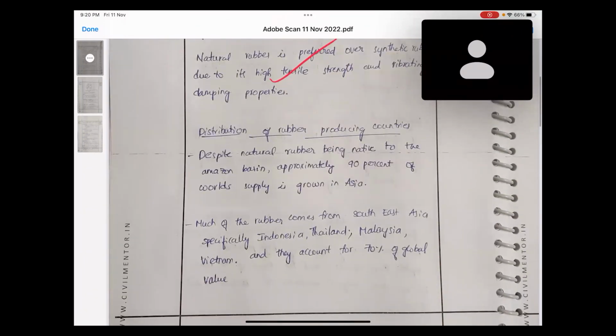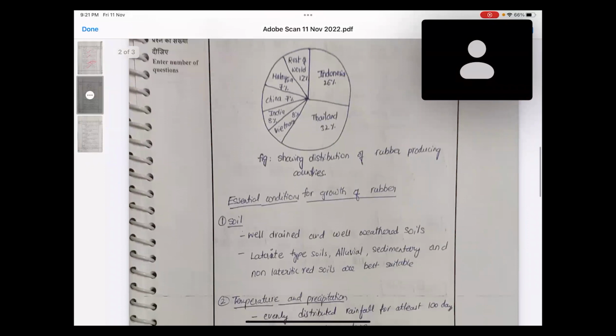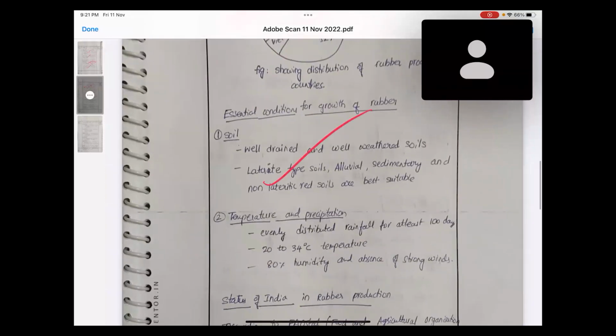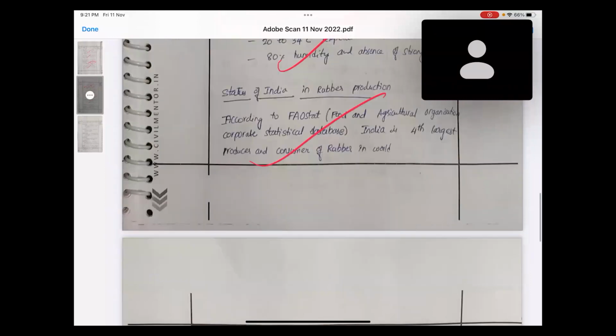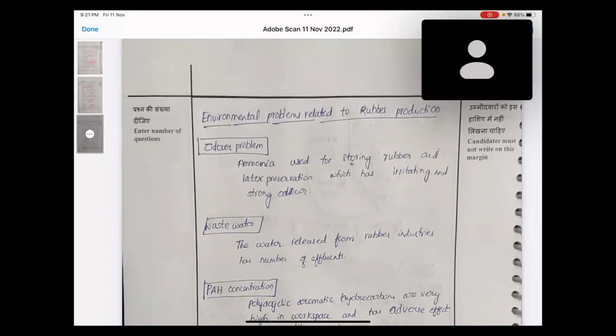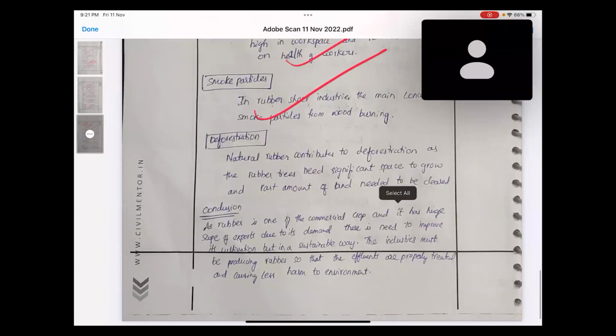Okay. Grown in Asia, Thailand. This is also a good approach. If you cannot draw a world map, even this is also good. Soil, temperature, precipitation. Environmental issues: odor problem, wastewater, pH control, smoke particles, deforestation. Some other factors we have discussed, that also you write, Anil.